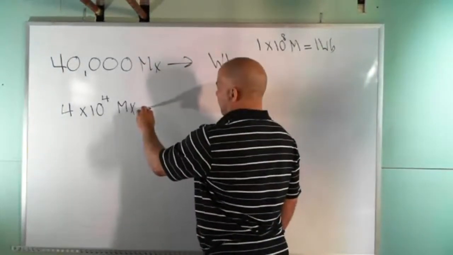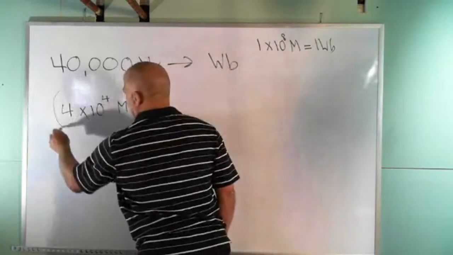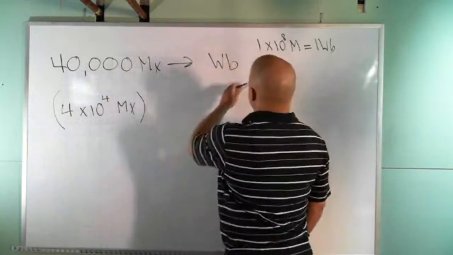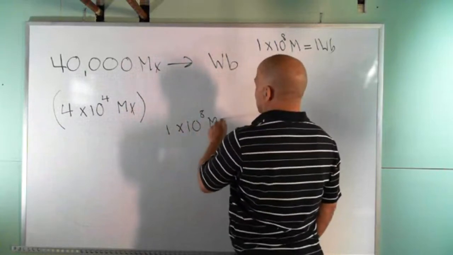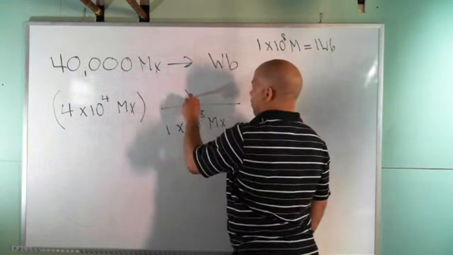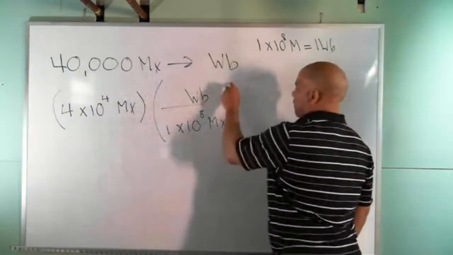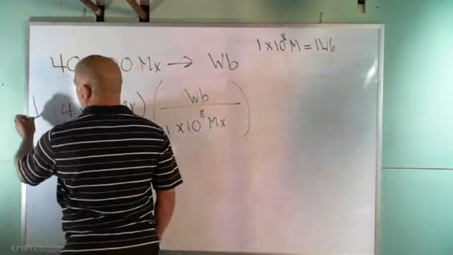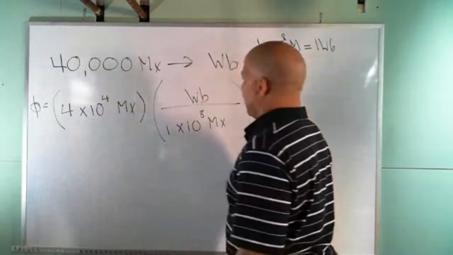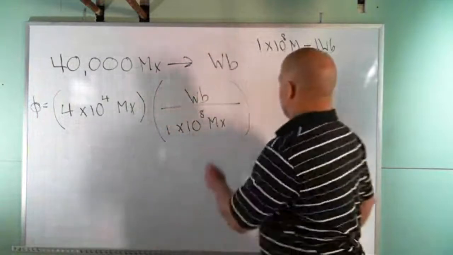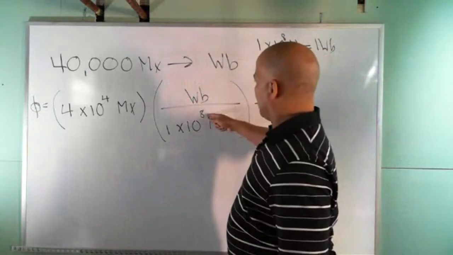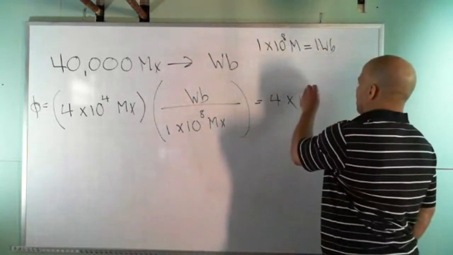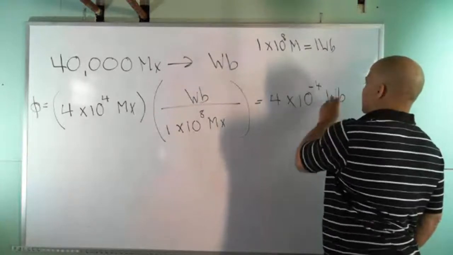So go ahead and set up your conversion factor. I guess I'll do it like this. And on the bottom, I have 1 times 10 to the 8th Maxwells, and that's the same as a Weber. So what we're solving for is flux here, so I should probably put the symbol over here for flux. So you'll do that math, divide this by 1. I get 4 times 10 to the negative 4, and then that would be Webers. So that's some basic calculation for you.